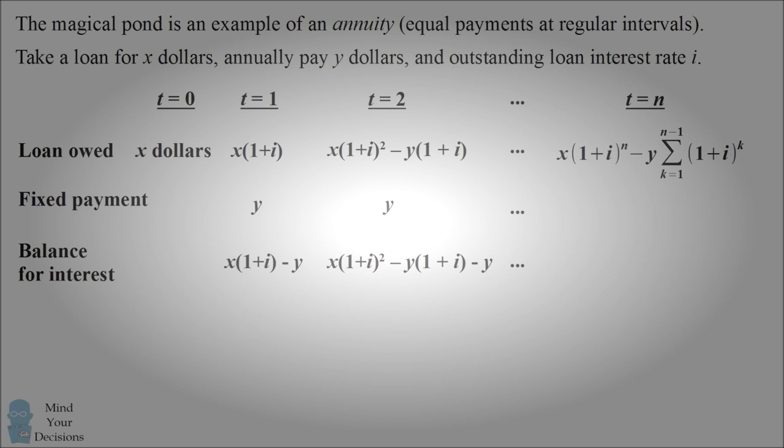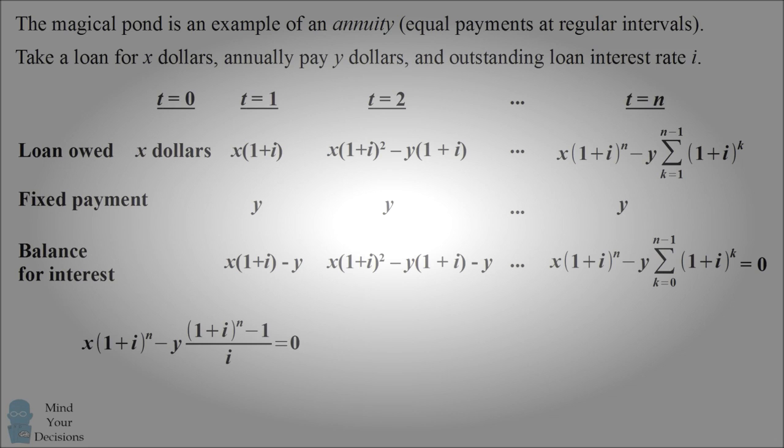We end up with a formula that involves a geometric series. We then have one final payment of y, which then changes the subscript on the geometric series, and we now want our loan to be paid off in n years, so we need this to be equal to 0. We can simplify this formula by using the sum of a geometric series up to n minus 1. This is the formula that we end up with. And this can be used for any annuity where you take out x dollars, you have an interest rate of i, and you have n periods.